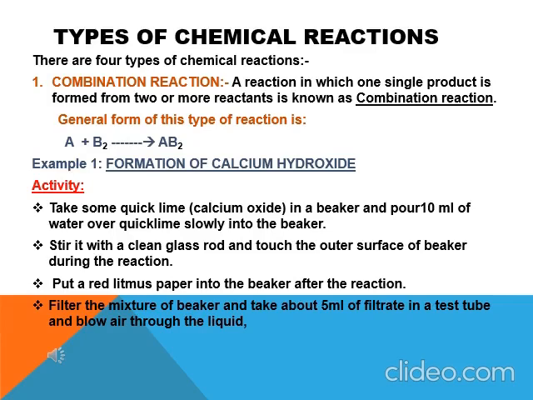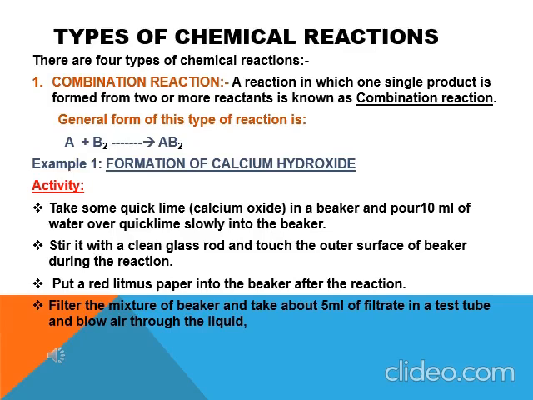There are basically 4 types of chemical reactions. First is the combination reaction. A reaction in which one single product is formed from two or more reactants, we call it a combination reaction. From the name it is very clear that combination means two things combining to form one single product. The general form of this type of reaction is A plus B2 gives AB2. Two reactants are combining to form a single product, that is a combination reaction.